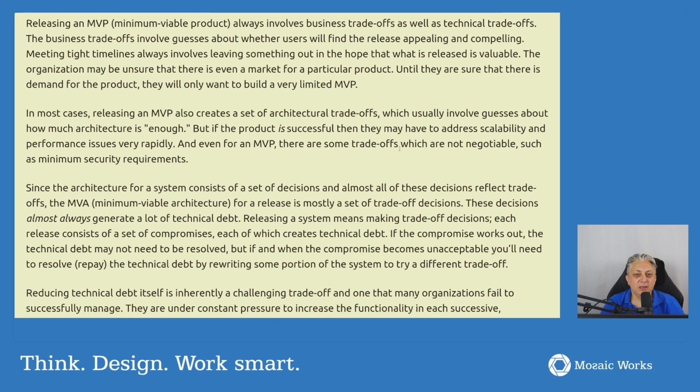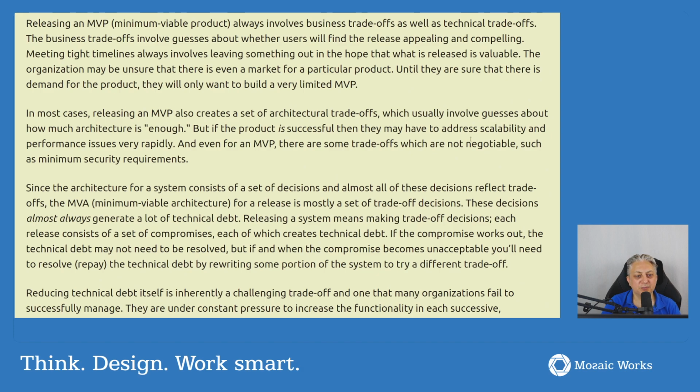Releasing an MVP always involves business trade-offs as well as technical trade-offs. The business trade-offs involve guesses about whether users will find the release appealing and compelling. Yeah, so hypotheses on the business side. And by the way, another way you can look at requirements is as hypotheses, because that's what they are and that's why they change. Meeting tight timelines always involves leaving something out in the hope that what is released is valuable.